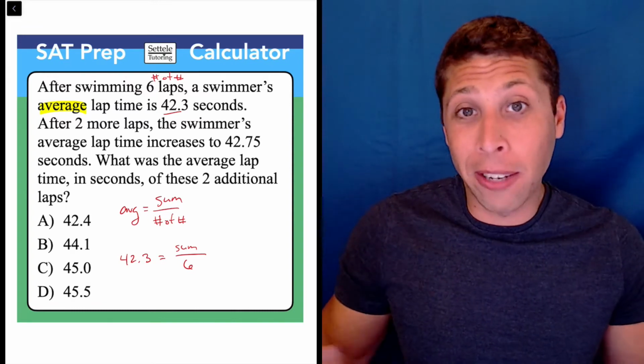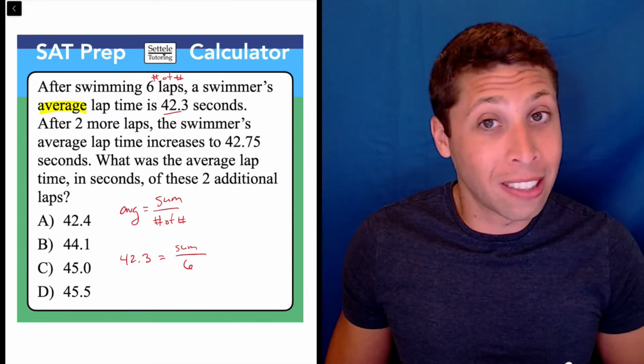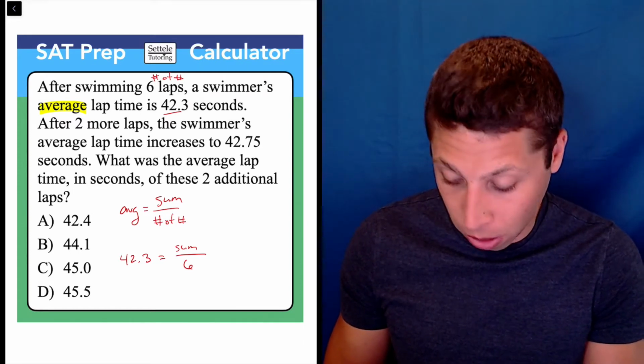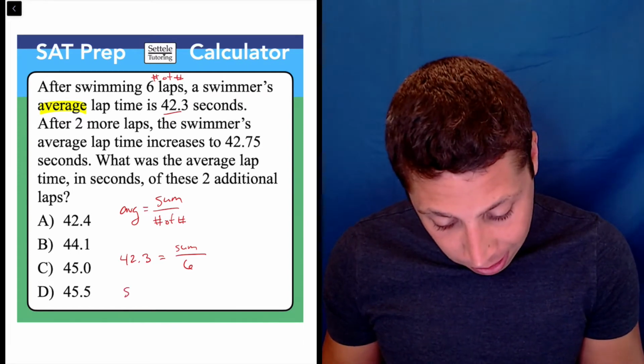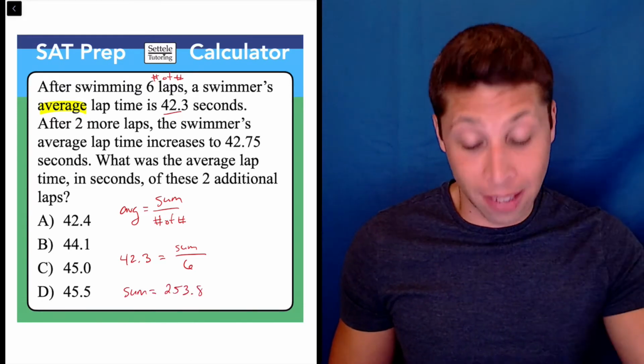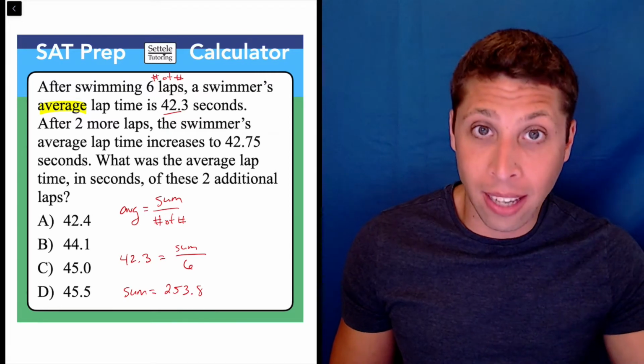Well, look, whenever I have an unknown in a question, it usually is a good idea to solve for it. So let's do it. We would do that by multiplying by 6 on both sides. So 42.3 times 6, that is a sum of 253.8. Whatever that means. I don't even care at this point. I'm going to go to the next idea and see if that can help me.